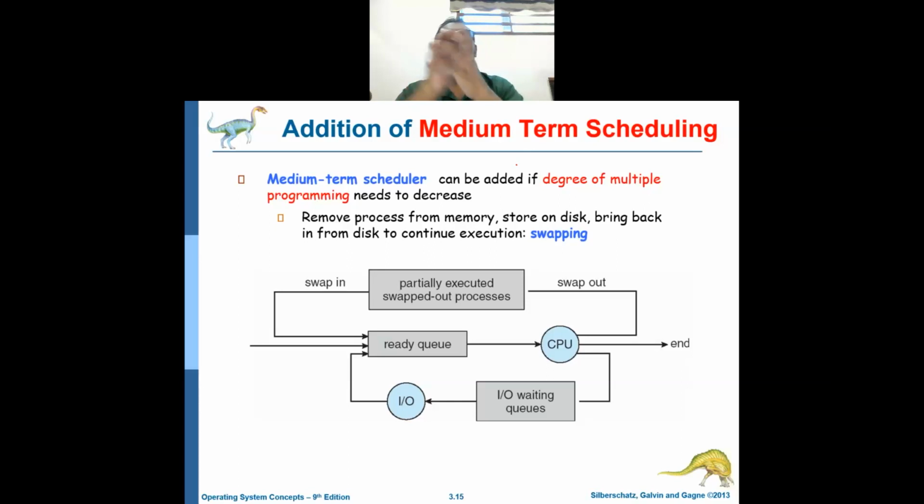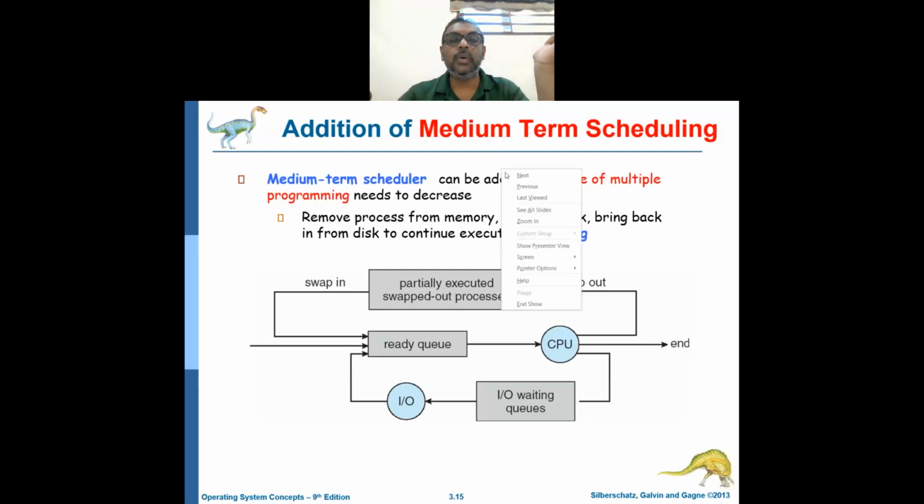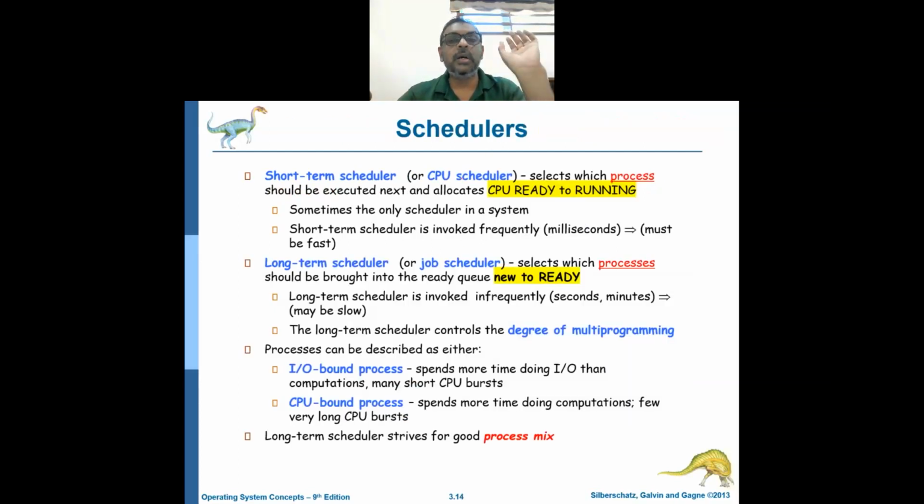Okay, so now you know the short-term scheduler and the long-term scheduler. What is the short-term scheduler? You should know. What is the long-term scheduler? You should know. So the short-term scheduler brings a process from ready to running. The long-term scheduler, new to ready. Okay, that's in your mind already.